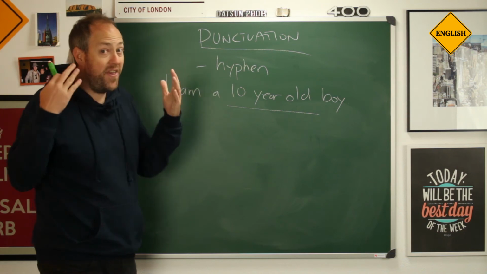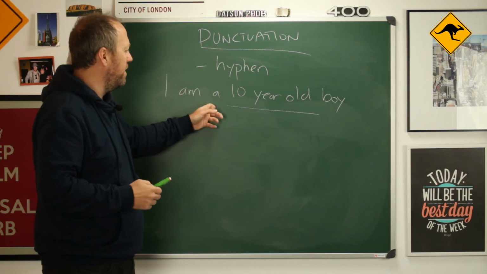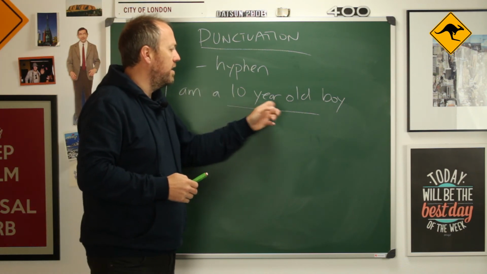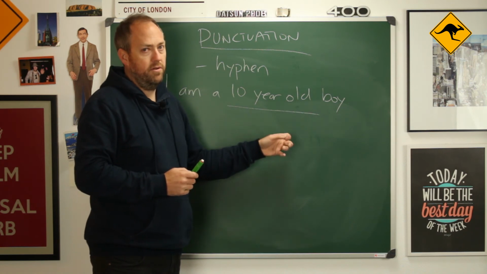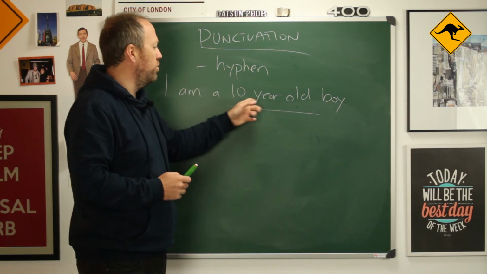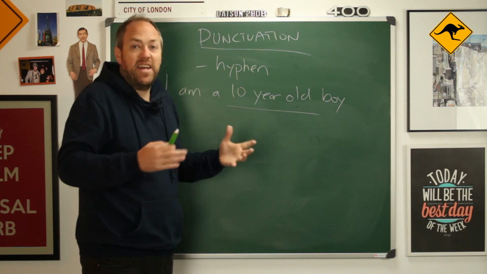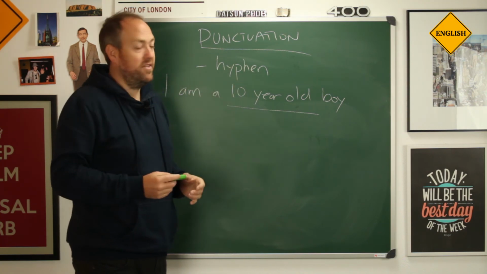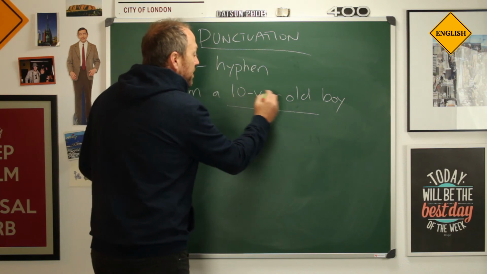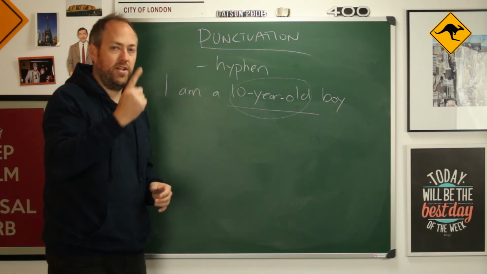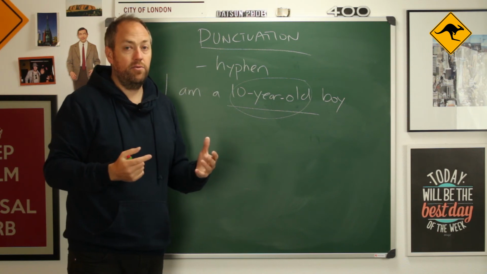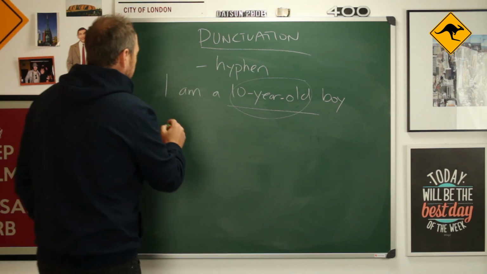Because I could think, I am a 10-year-old boy. So a boy who is old. No. Or a boy who has 10 years. It doesn't make sense. So we use the compounds, okay, to say this is one adjective. Okay? Very important.